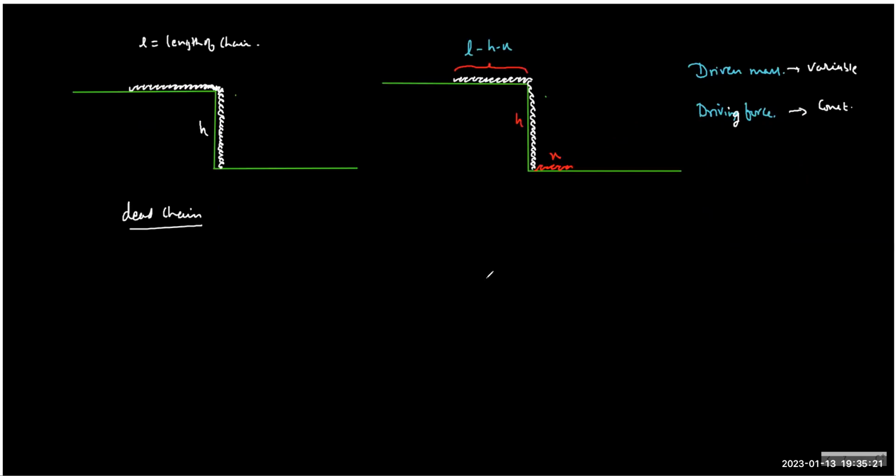So can you solve this question? Find the acceleration. What is a here? Always think of driving force, driven mass. Driving force, driven mass. Okay.